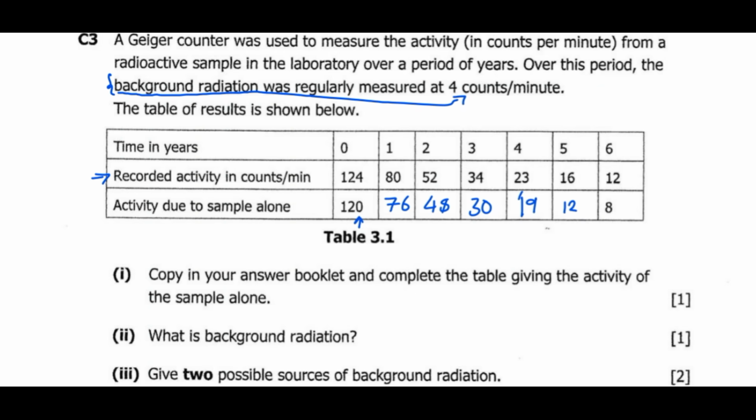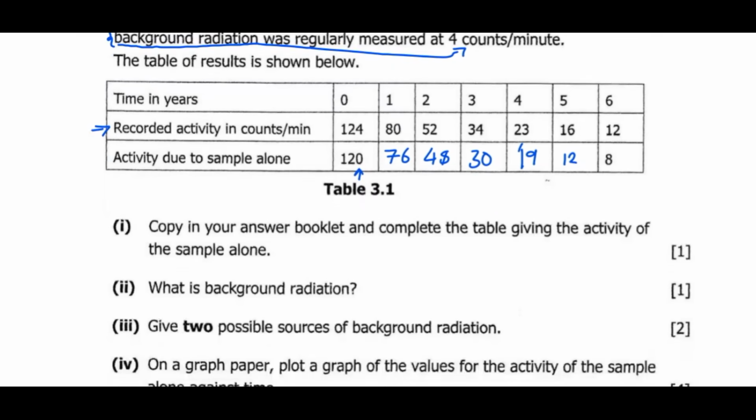If you encounter a question like this one, whenever you are given recorded activity in counts per minute and you are given background radiation, for you to find the activity due to sample alone, easy. You subtract the background radiation from the recorded activity. You'll be able to get the activity due to sample alone.